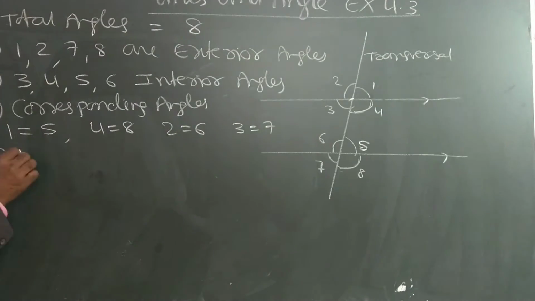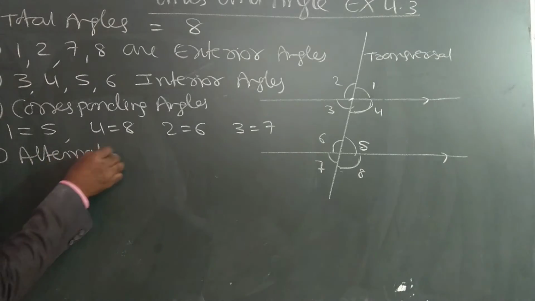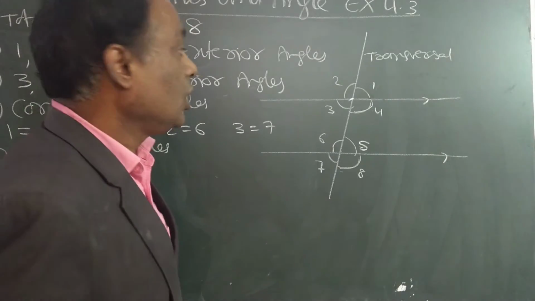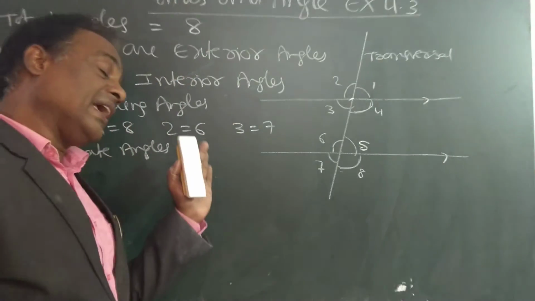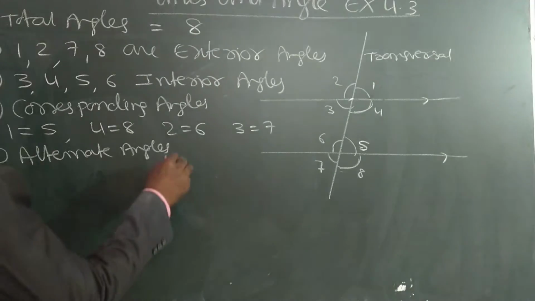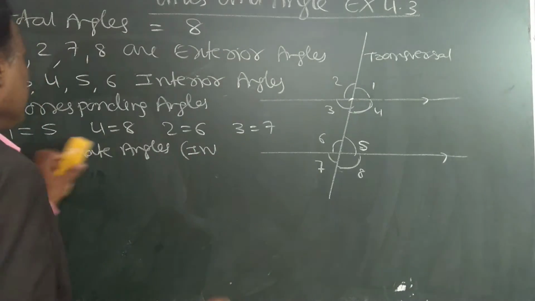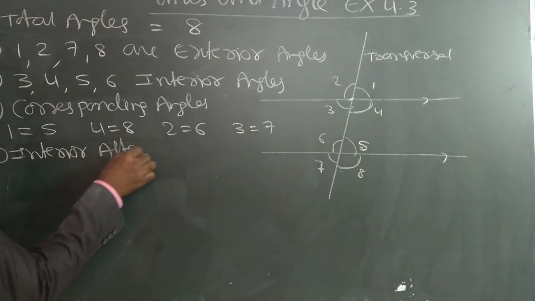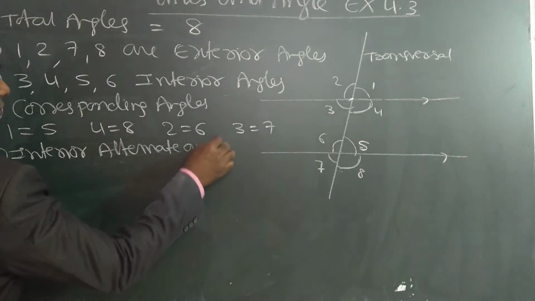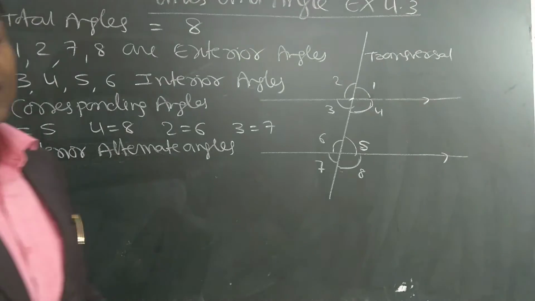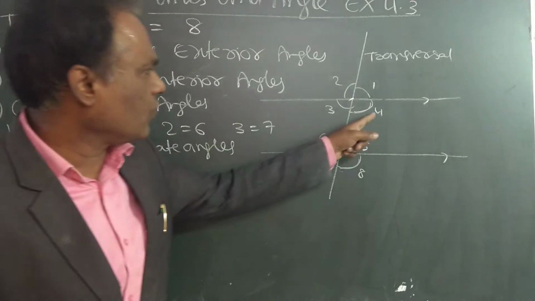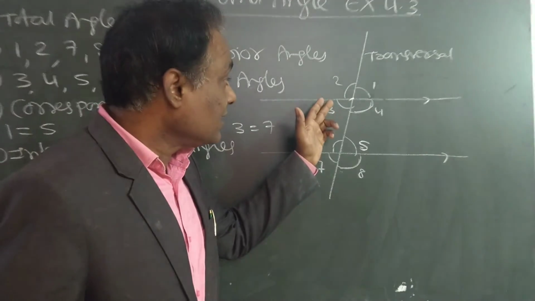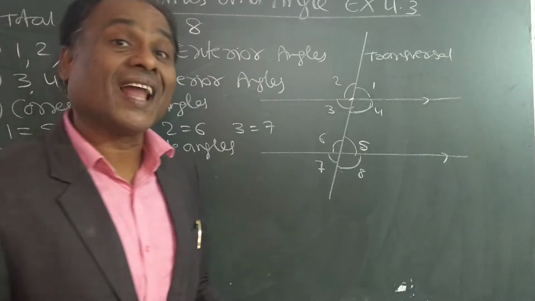Next is a very important word, alternate angles. I gave the definition. Alternate means exterior alternate angles and interior alternate angles. This is called interior alternate angles. Interior alternate angles means the interior angles, 3, 4, 5, 6 are interior angles, on opposite sides of the transversal, and these are called alternate angles.